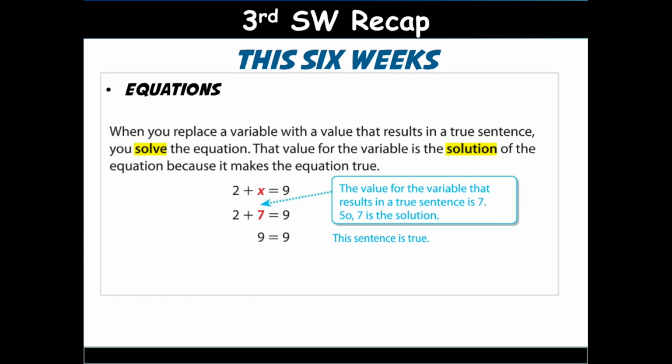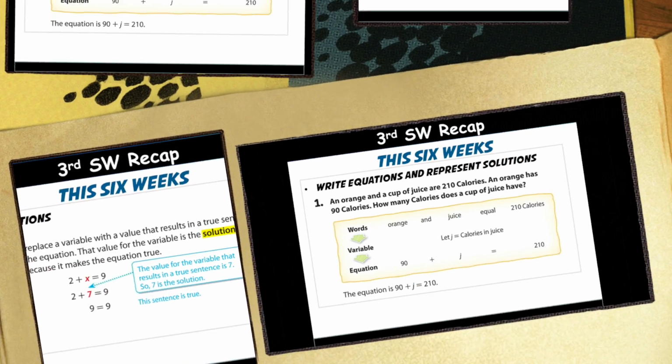Speaking of equations, when you want to solve one, your goal is to replace that variable with some sort of solution, with some sort of number, rather. That pretty much means you're solving the equation. When you find what that variable should equal, you have found a solution. So here the solution is 7. X equals 7. And by doing that, you've made this equation true.